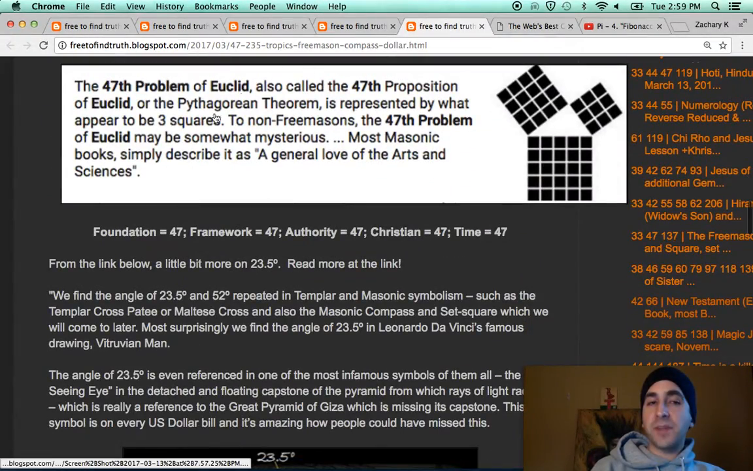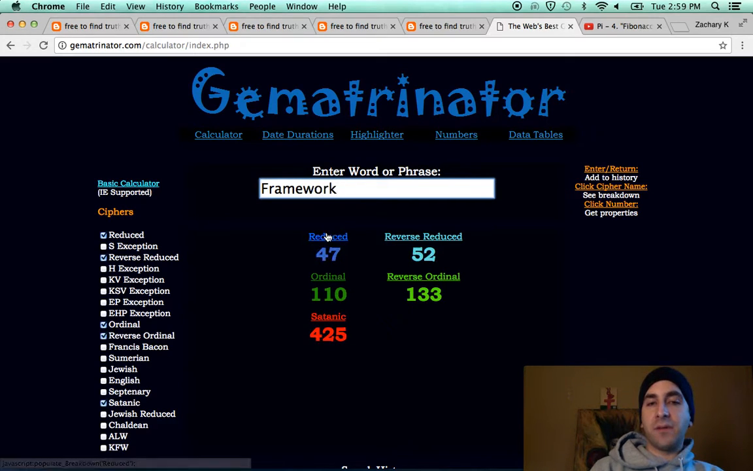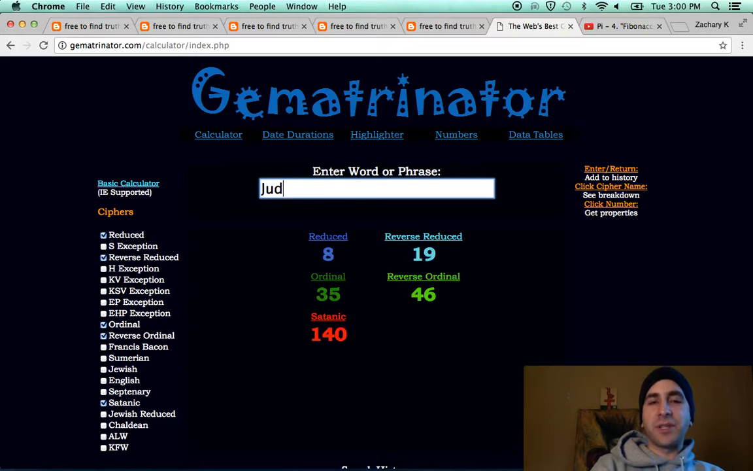The Freemasons also have something called Euclid's 47th problem about how to establish foundation for a structure. Foundation. Check this out. Foundation, 47. Framework, 47. Authority, when spelled correctly, 47. Words such as obey have gematria 47. Judge, gavel. Washington, D.C. for the president, president 47. Like White House, 47. Like government, 47. Like Republican, 47. Like Democrat, 47.